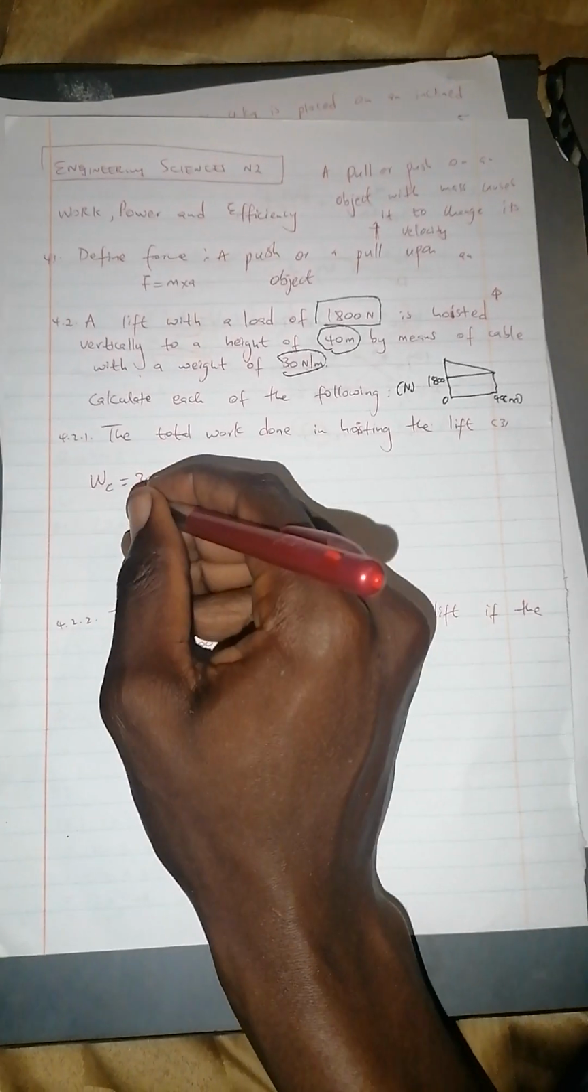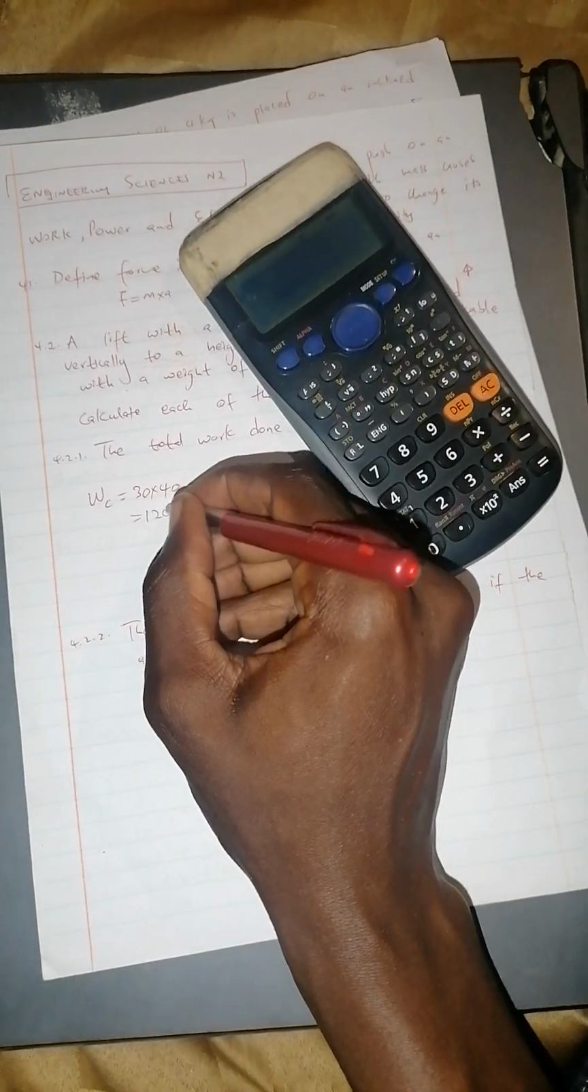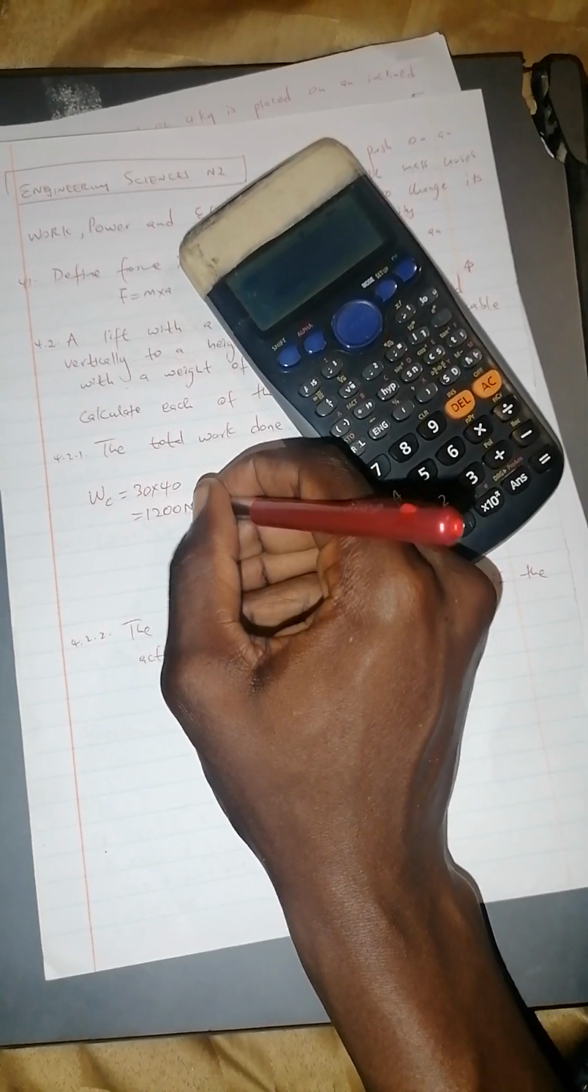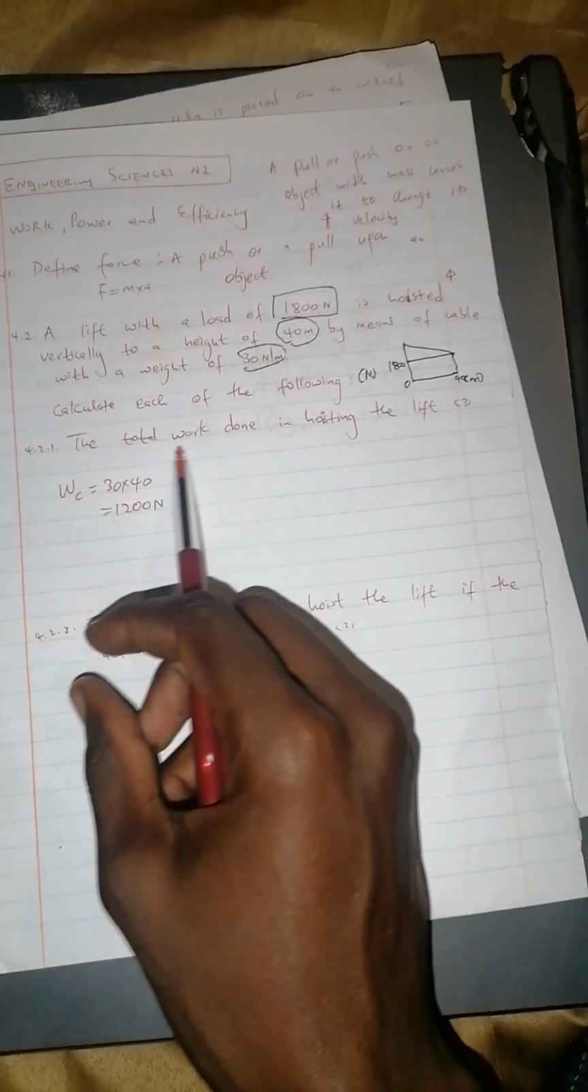30 by 40 will be 1200, since 3 by 4 is 12. 1200 newtons. After that, we find the weight. So for now we have to calculate the total work done.